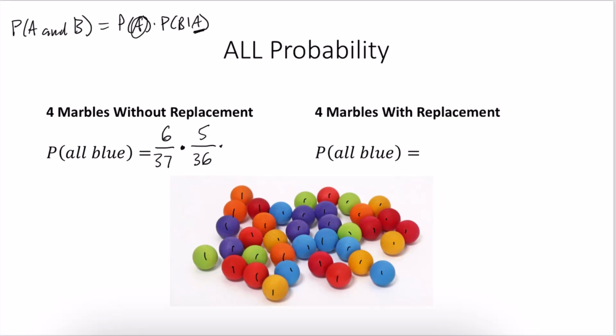Then the probability that the third marble is blue is going to be 4 out of 35, because again, I'm not putting the marbles back in. So assuming that the first 2 are blue, the probability the third one is going to be blue is 4 out of 35. And then since I'm choosing 4 marbles, I still have one more event to account for. And that probability that the fourth marble is blue is going to be 3 out of 34.